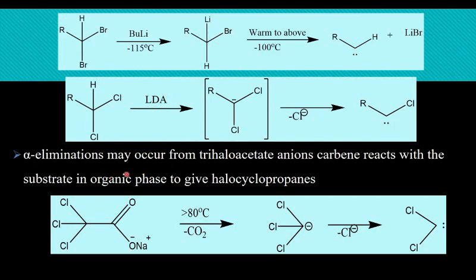Alpha elimination may occur from trihaloacetate ion. Here is a trichloroacetate sodium salt. When it is heated above 80 degrees centigrade, carbon dioxide is removed and trichlorocarbanion is produced. Here one Cl also leaves and the dichlorocarbene is produced.